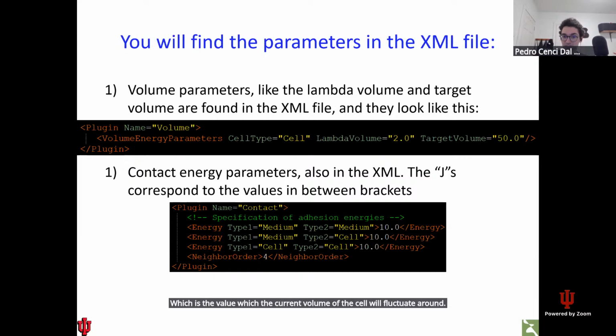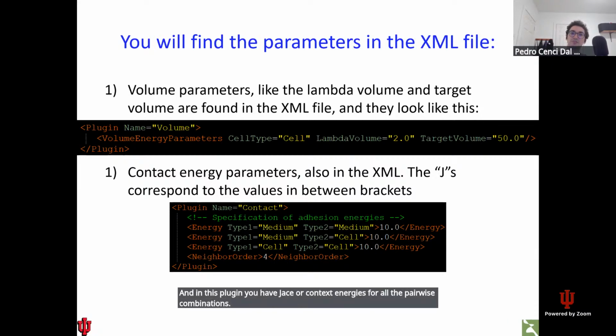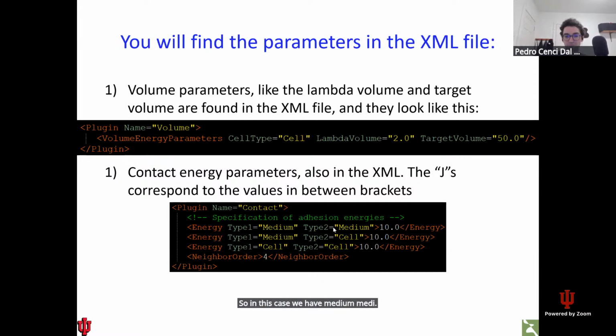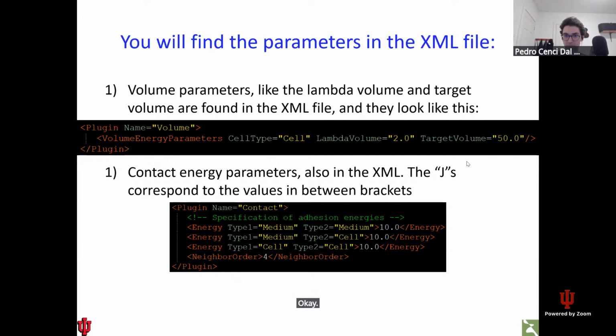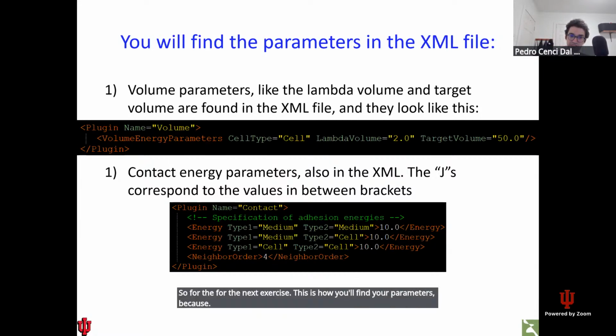There will be another plugin called Contact, and in this plugin you have J's or contact energies for all the pairwise combinations of cell types you have in your simulation. So in this case, we have medium, medium is always there, and we have another cell type, cell. So we have contact energy medium, medium, medium cell, and cell cell. Okay. So for the next exercise, this is how you'll find your parameters because you're going to need to change them.